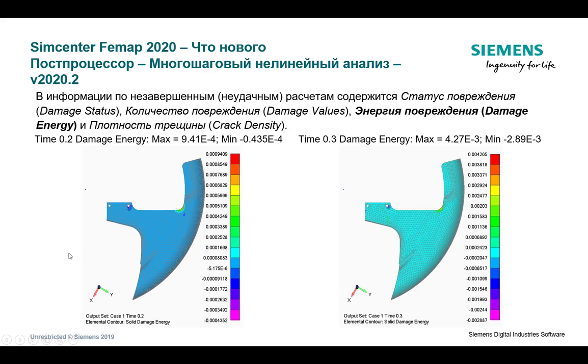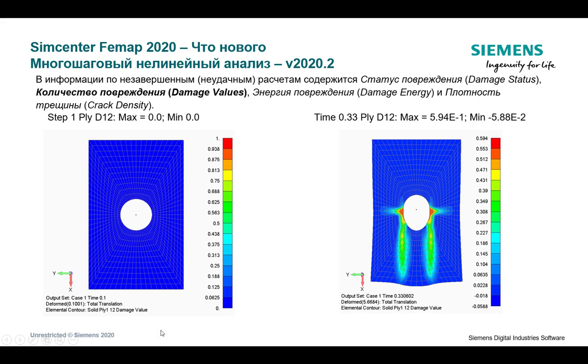Now, the failure results include damage status, damage values, damage energy, and crack density. And here we have some examples of damage energy. And here we have some examples of damage value.